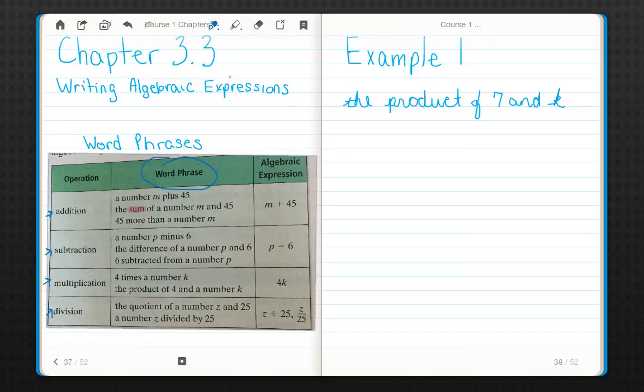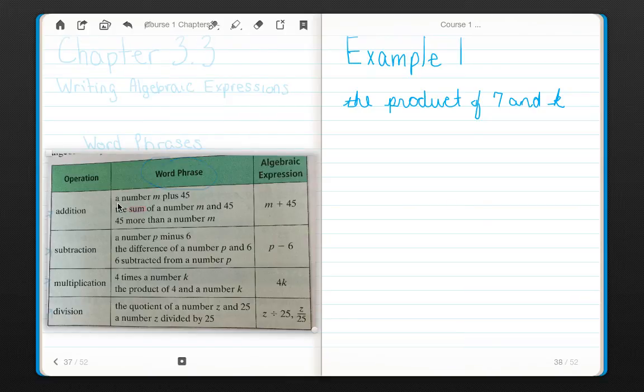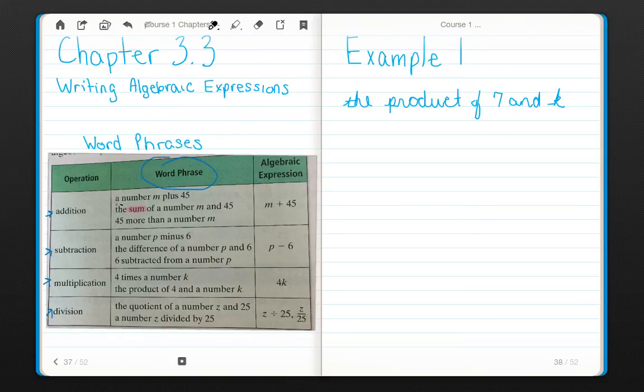I want you to notice all three of these are using the phrase a number and the variable m. A number x, a number t, a number r. I don't care what variable you use, but I want you to use the phrase a number in front of that variable to indicate that that variable is in fact a number and not a letter. Okay? So, subtraction. A number p minus 6.